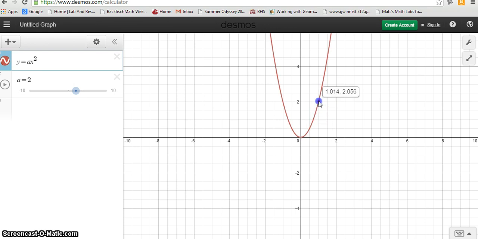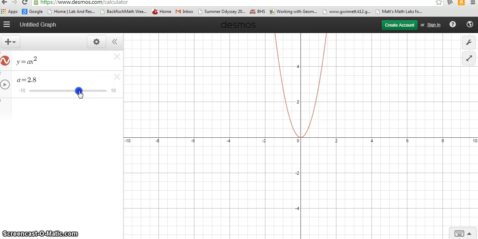It has been stretched upward so that the height above the x-axis is twice as tall as it was before. If I change this to 3, the height above the x-axis is now 3 times what it was. For x is 1, we have to go up to 1, 2, 3.